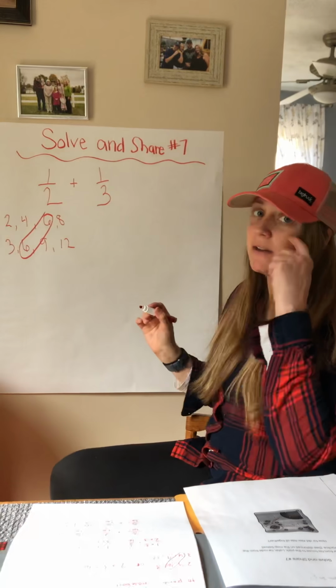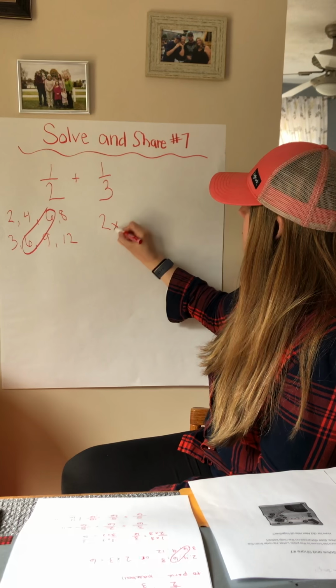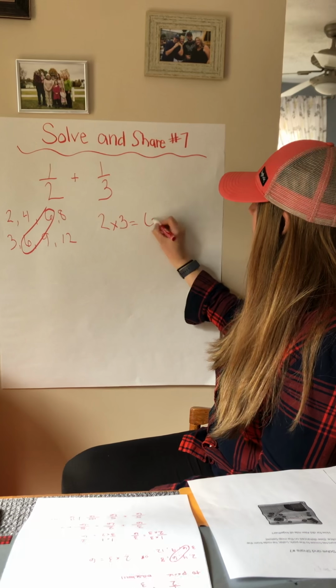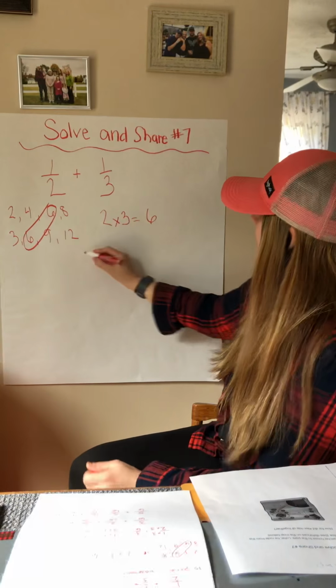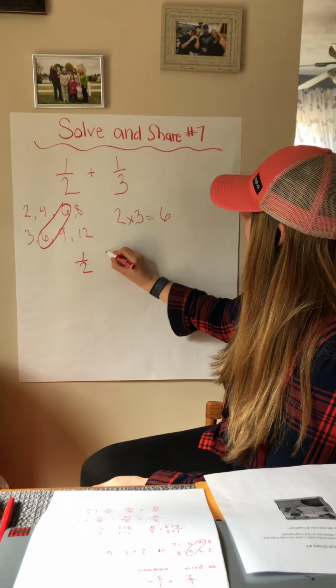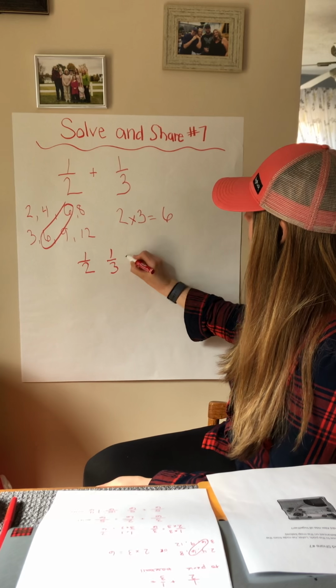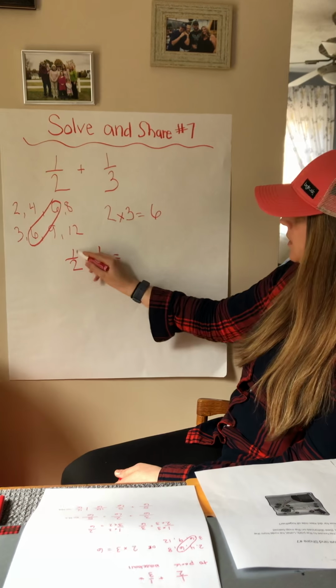You can also find a common denominator by multiplying these two numbers. 2 times 3 equals 6. We know that 6 is the correct common denominator. Next, we're going to take our two numbers, 1/2 and 1/3, and we're going to change those to their new fractions so that we can add them.